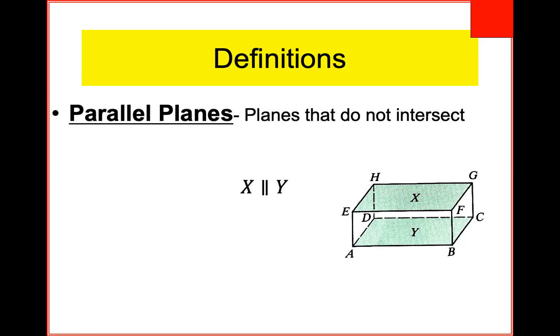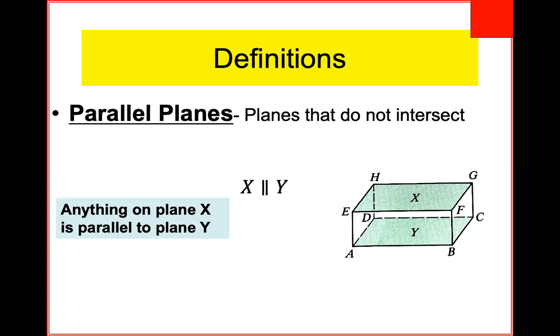The way you say that two planes are parallel: we could have said EHG is parallel to ABC, but since they have that one letter, it's more convenient to say X is parallel to Y. This is a hard statement.